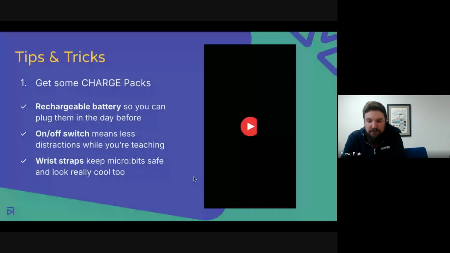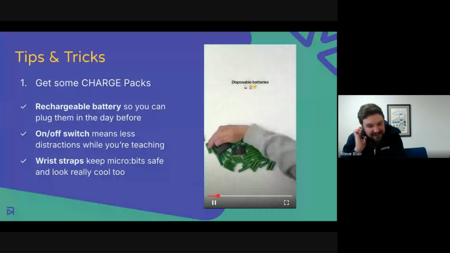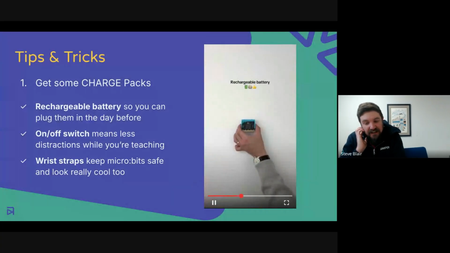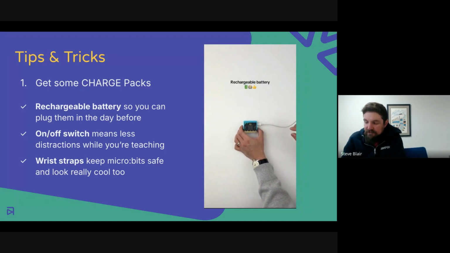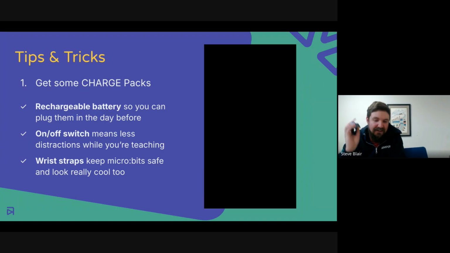First one is to get some charge packs. Again, I love these things. I've been teaching coding in classrooms for about 10 years. I've had plenty of opportunities to use microbits, and I'll be honest, a lot of the times I've avoided it. I've been like, no, let's leave the microbits in the box. Let's just do something on the computer.